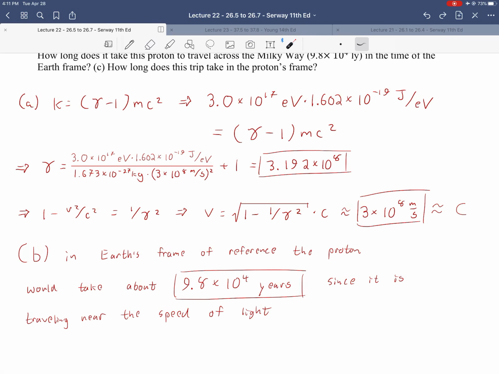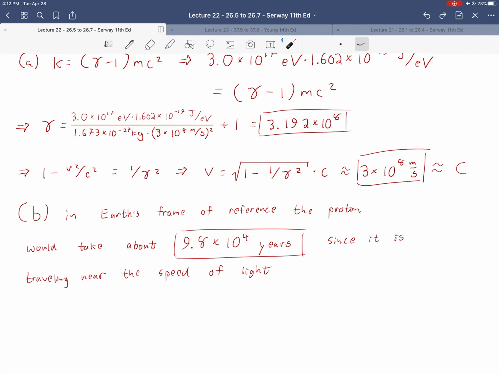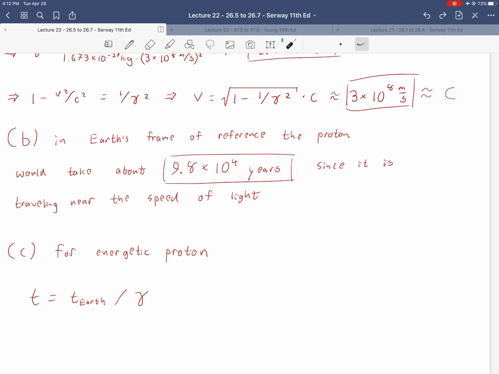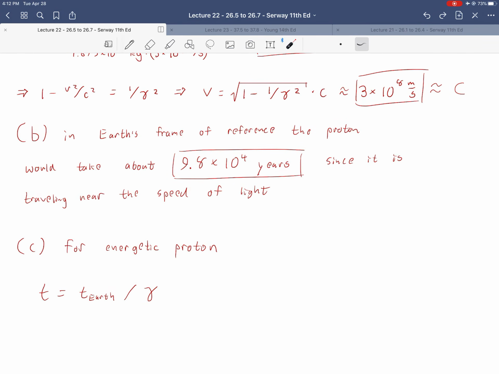Milky Way. So if something's traveling basically at the speed of light, then in our reference frame, we would measure a time for it to travel of about 100,000 years. Okay, so that's how fast our energetic proton is going. But what about the proton? How long would it take it?